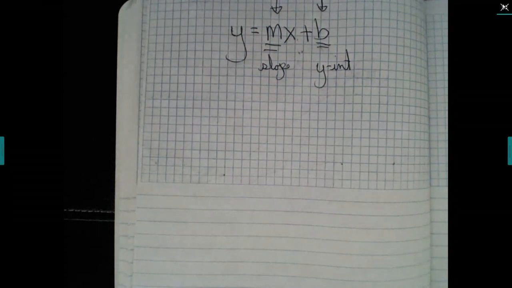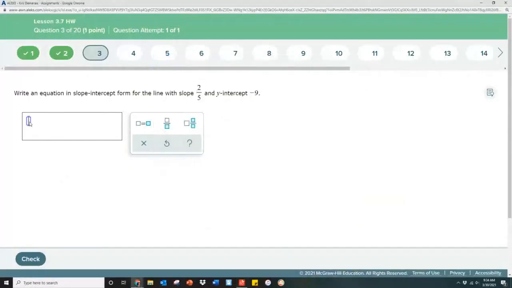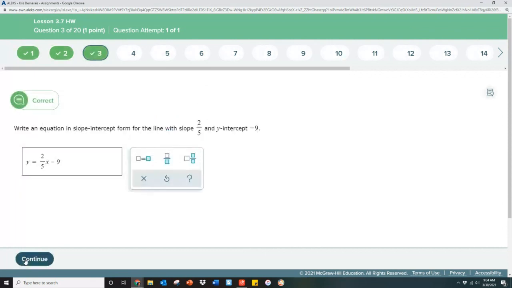So we're looking at y =, because it always starts with y =, because that's input versus output. We've talked a little bit about input and output before. The slope is 2/5, so that's the value of m. Then we need the x, and we put in -9 for the value of the y-intercept. And that's it, because there's nothing else to that. It's just put this here and that there, and we're done.